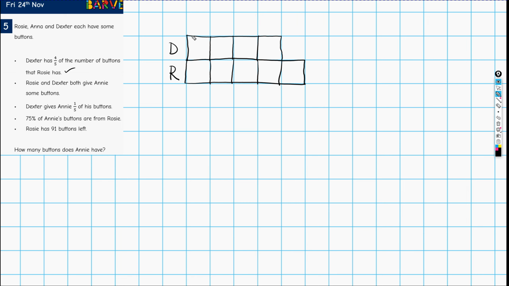So that's what I'm going to do now. And I'm going to do Rosie's at the same time because we want to keep all of the parts equivalent. So that's 2, 3, 4, and 5.